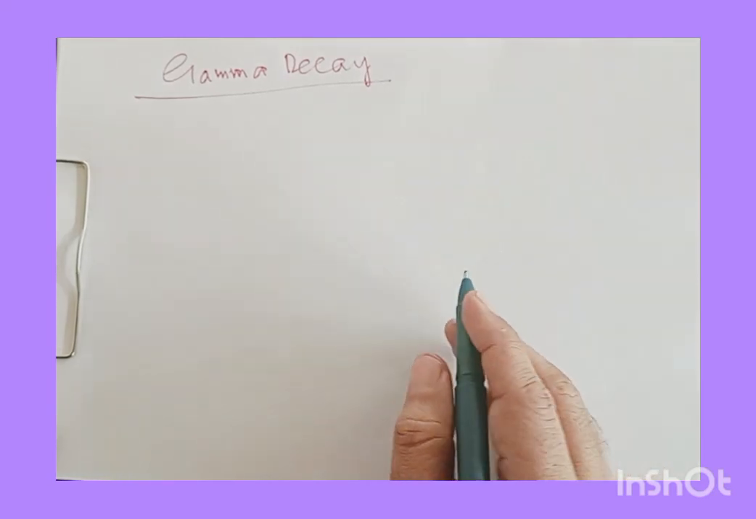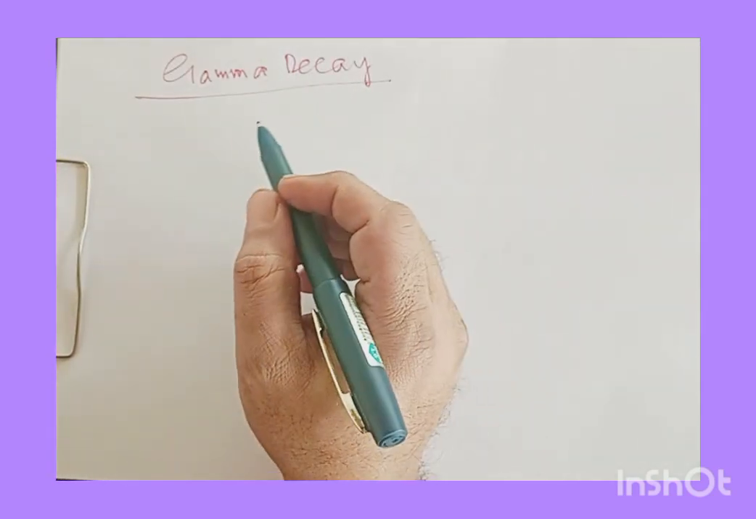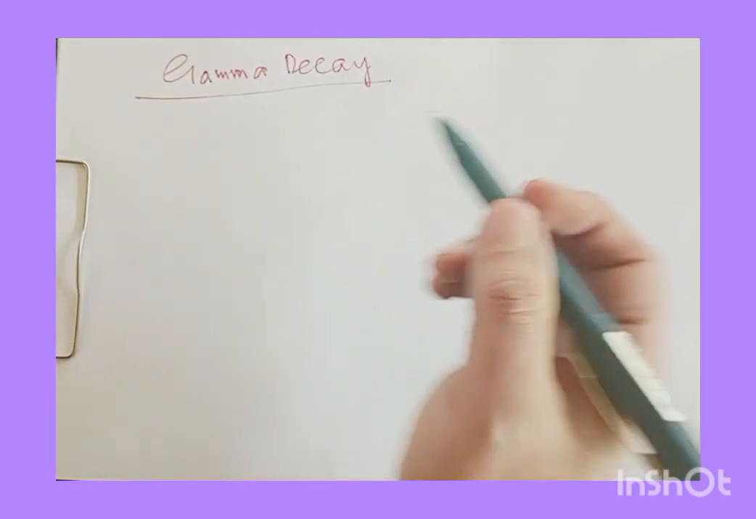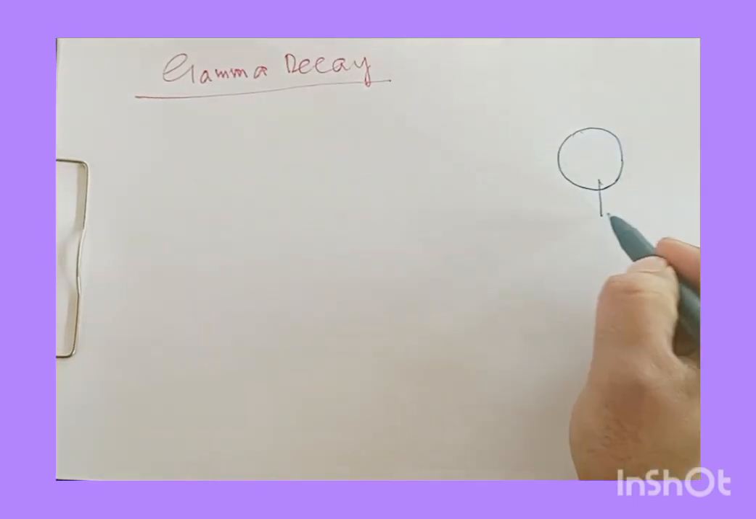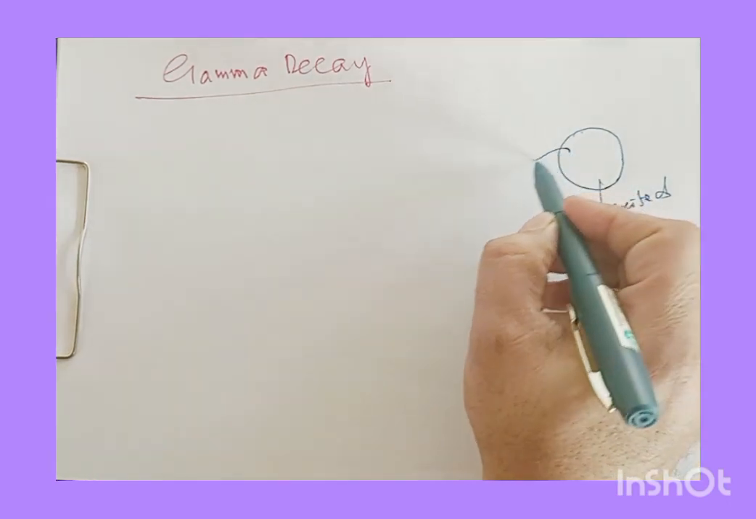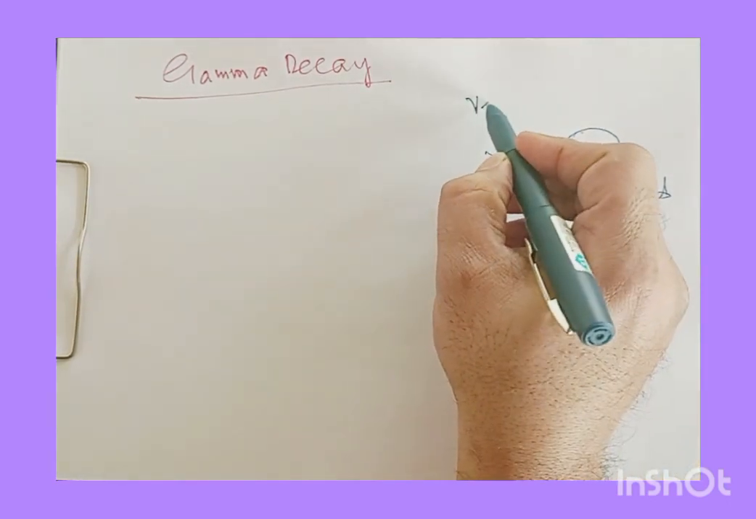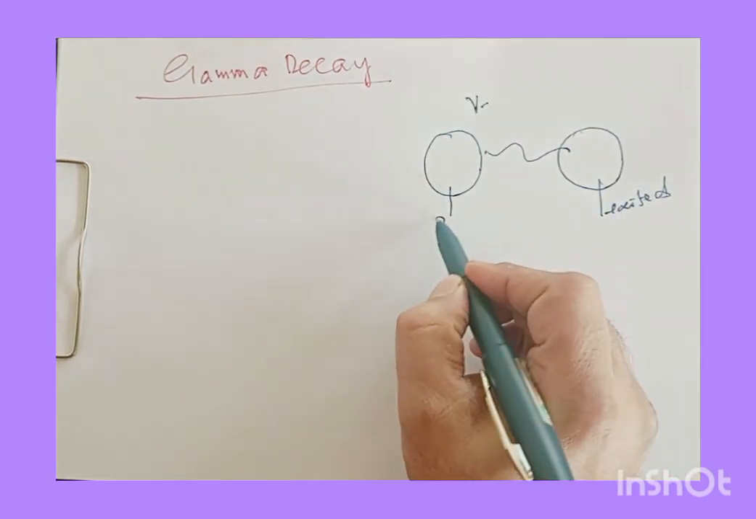Now let's talk about gamma decay. And what is gamma decay? We understand that if we have a nucleus in an excited state, it emits energy in the form of gamma rays and goes into a ground state.